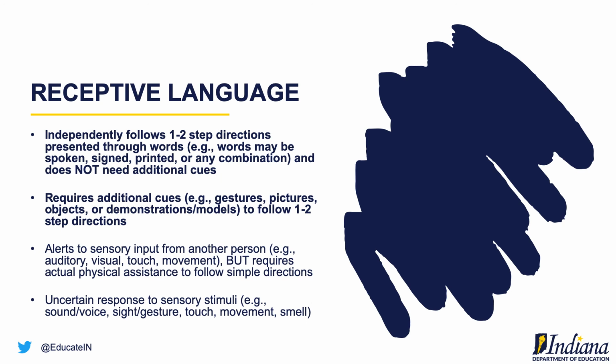The fourth indicator addresses receptive language. Most students with significant intellectual disabilities are able to follow 1 to 2 step directions presented through words that are either spoken, signed, printed, or any combination of these, as indicated in bold. However, many of these students may require additional cues in order to follow these directions.